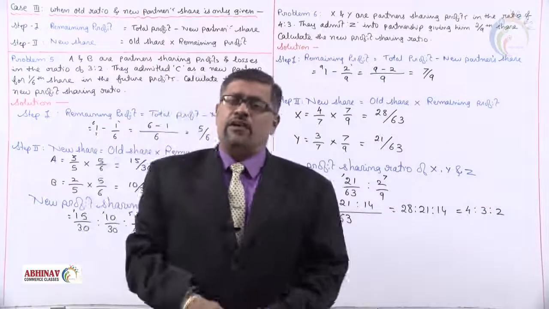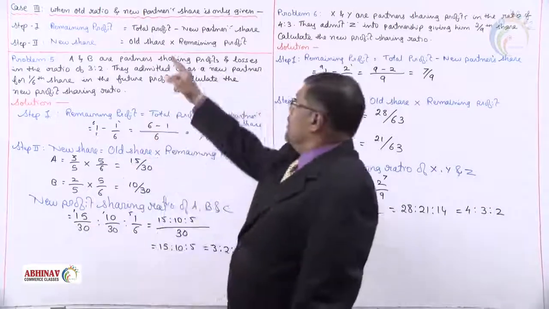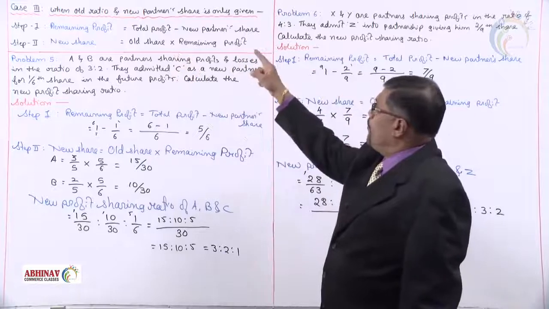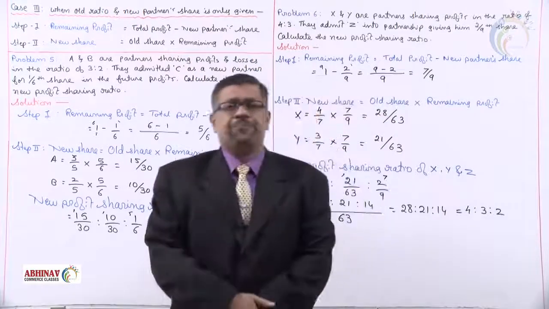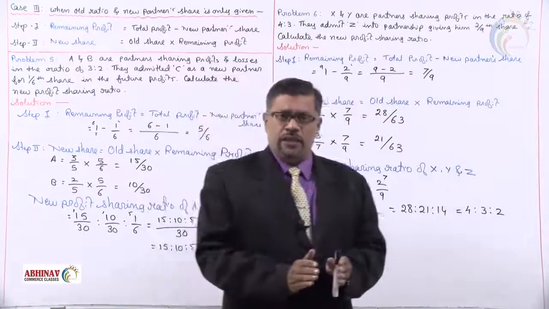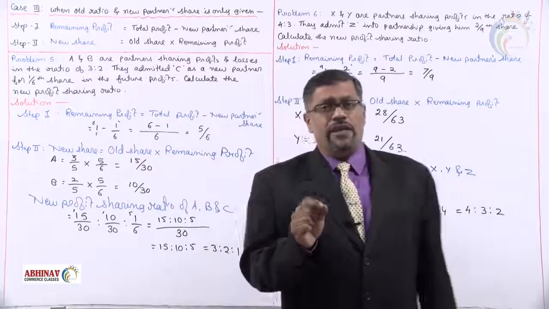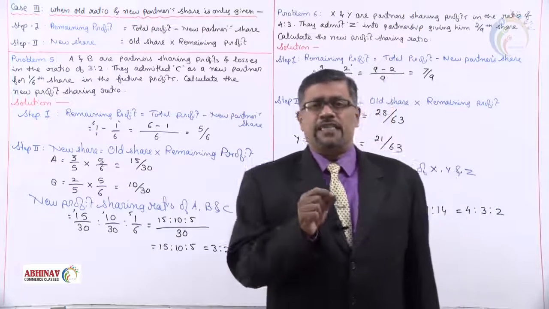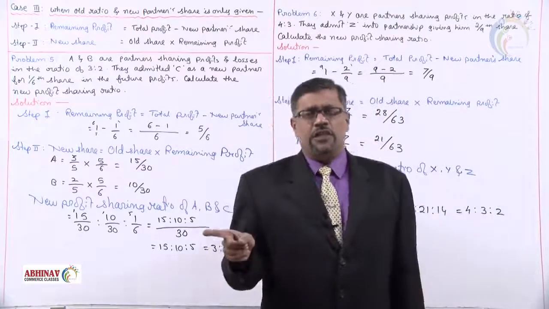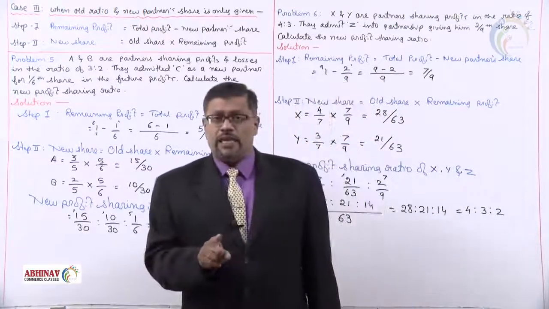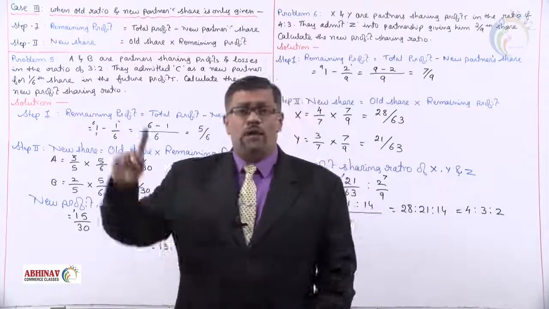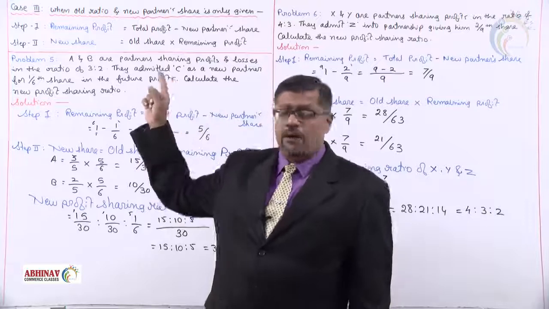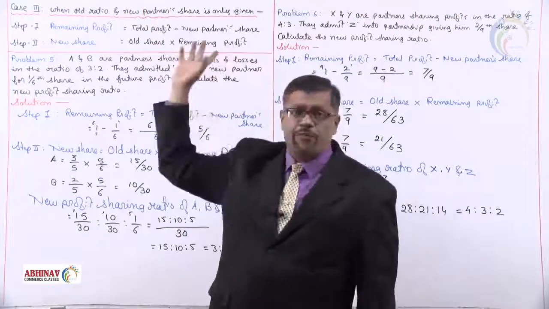This is how we calculate the new ratio when only the old ratio and new partner share are given, which we have classified as case 3. In this session, we have learned how to calculate the new profit sharing ratio as per case 3. In the next session, we'll learn how to calculate the new profit sharing ratio under case 4, wherein the share surrendered is given along with the old ratio and new partner share.